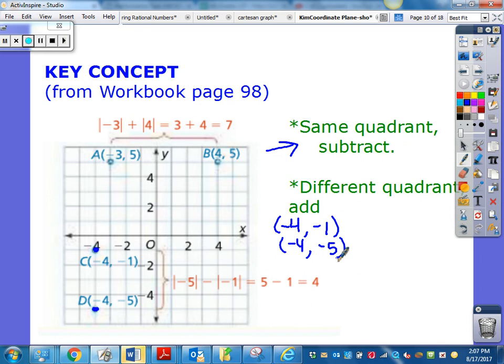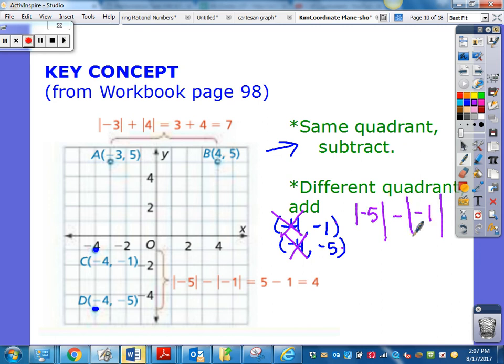So now that I know they're in the same quadrant, I'm going to subtract, which is what the notes say to do. The first step that I showed you how to do today was you need to cross out the coordinate that's the same. That's the -4 for this example. So I'm going to cross out the -4s, and that leaves me with these two y coordinates. Now the rule is subtract. So I'm going to do the absolute value of -5, and I'm going to subtract the absolute value of -1.